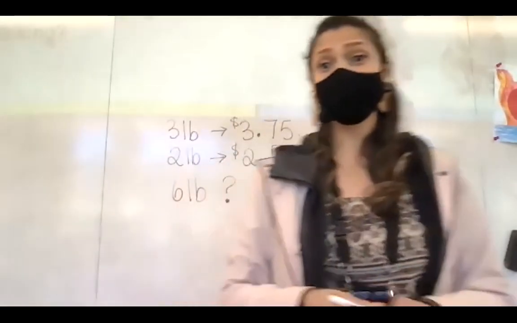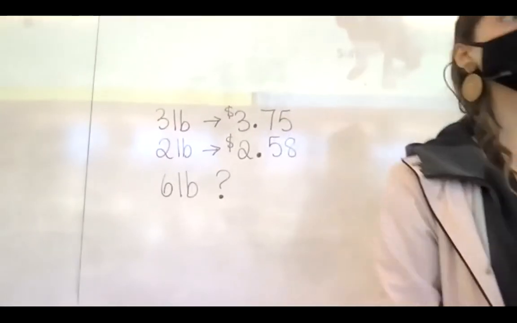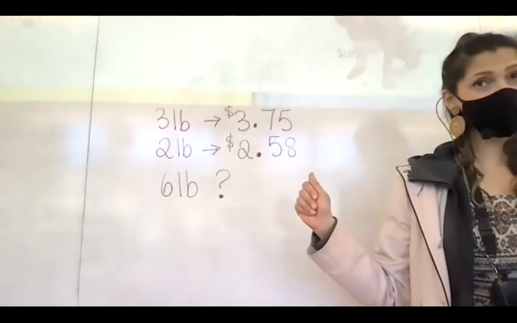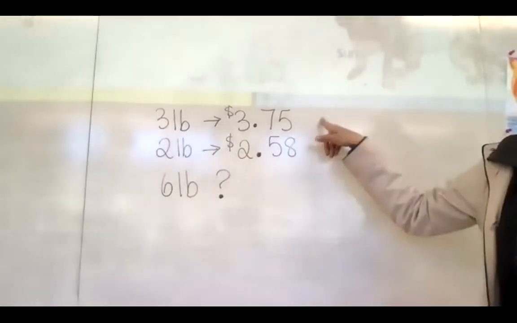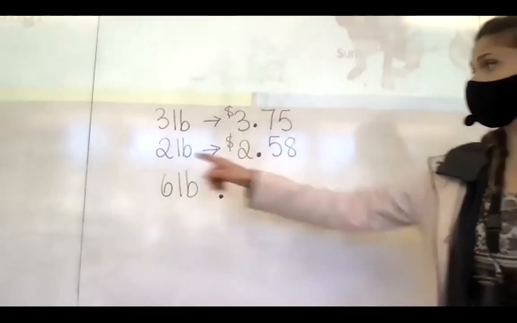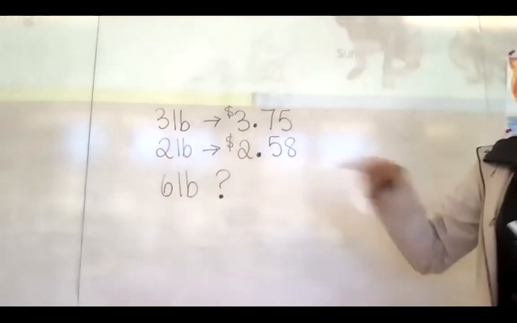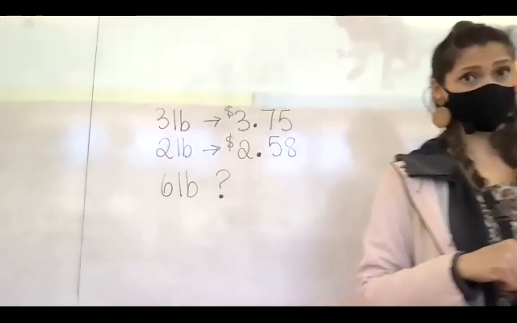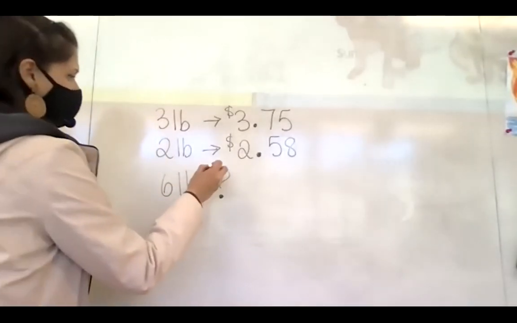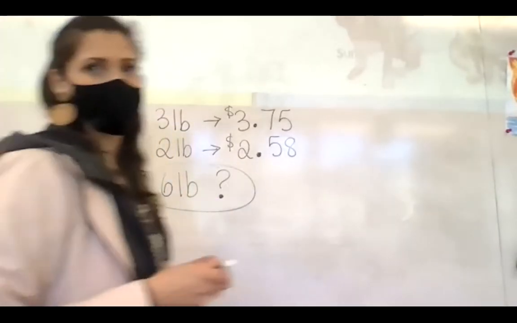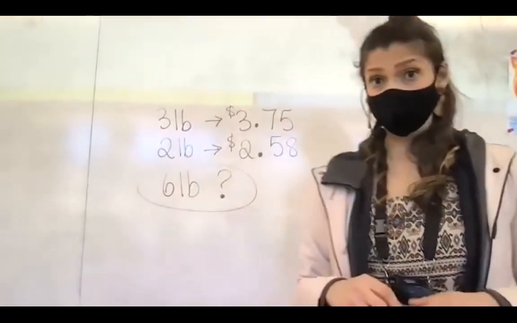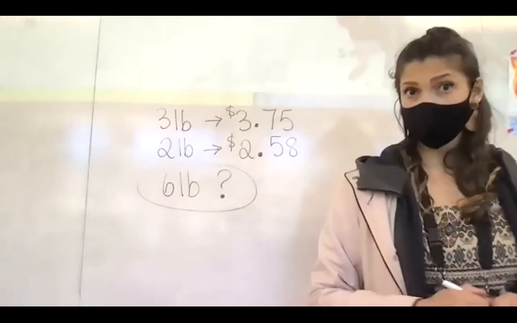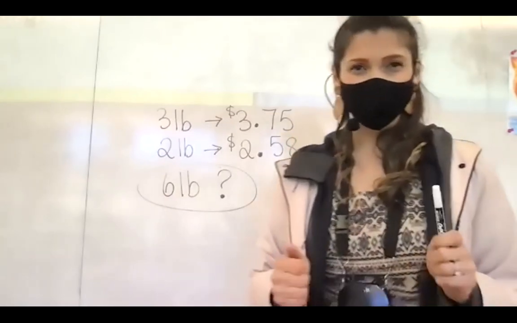All right, so you're right. Listen, excuse me. Please listen. Thank you. So I can either buy apples 3 pounds at a time for $3.75, or I can buy apples 2 pounds at a time for $2.58. I want to know which one is the better deal if I need to buy 6 pounds. So what do I need to figure out first, before I can figure out which is a better deal?